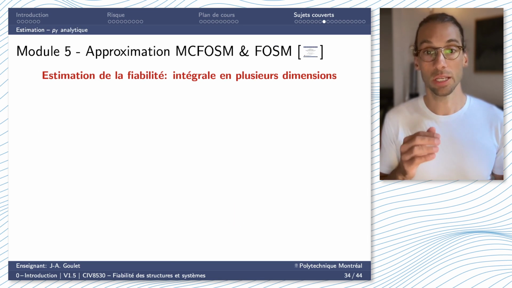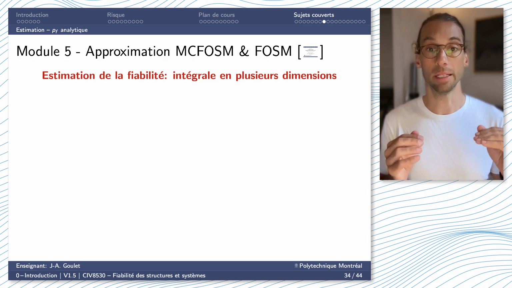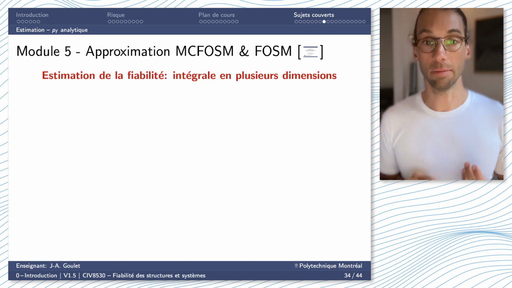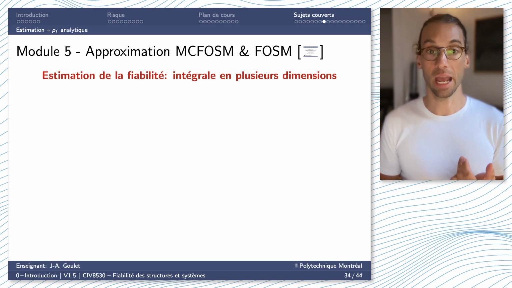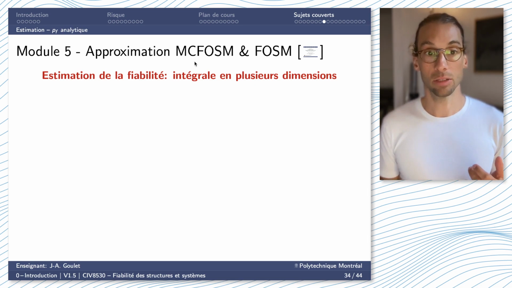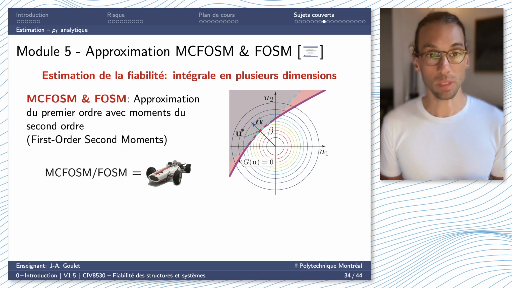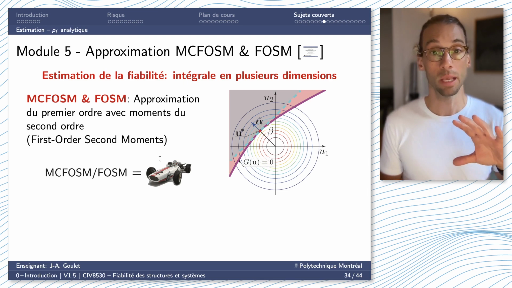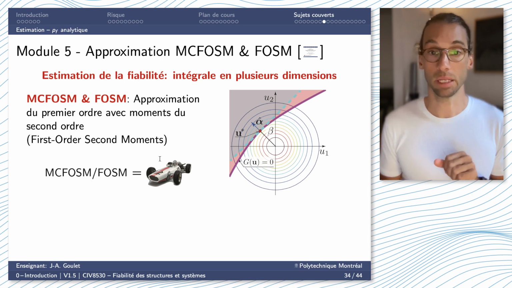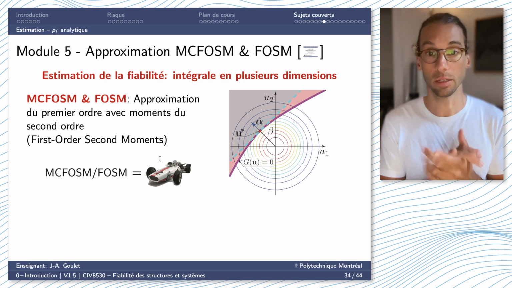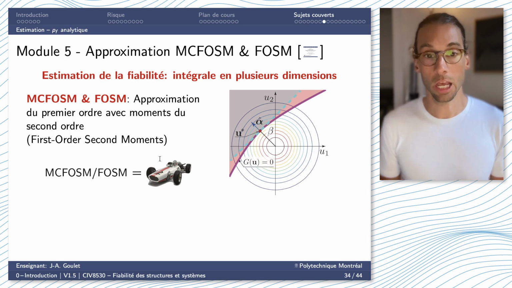Module 5, we're going to see our first two analytical methods to evaluate the probability of failure, namely MCFOSM and FOSM: mean-centered first order second moment and first order second moment. These could be seen as a kind of old race car, meaning that they were state of the art many years ago. They're not necessarily anymore, but they're much faster than the sampling-based method. So the essence of it, how can we see it? We can see here a probability density function for two variables, u1 and u2.